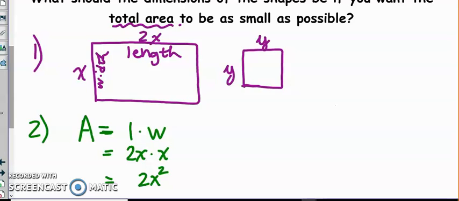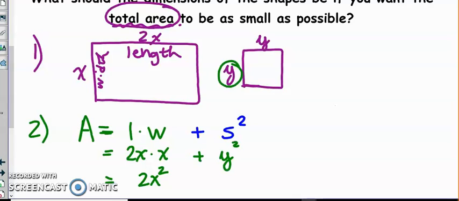All right, but it says, again, the total area. So that means we have to have the area of both the rectangle and the square. So here, if we look at the area of a square, that's just a side squared. Whatever side it is squared, doesn't really matter because it's a square, so all the sides are the same. So here technically we have y squared because that's our side right here. So plus y squared. So that's our area formula that we're looking for.